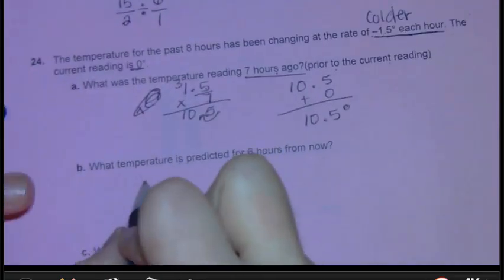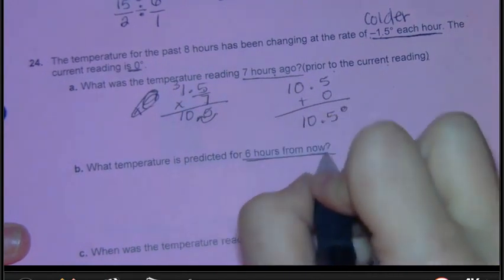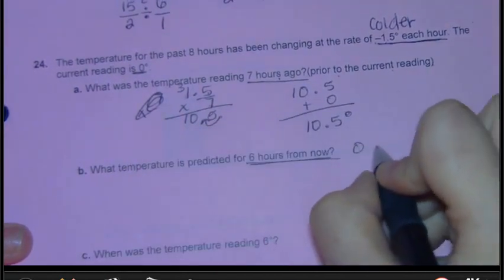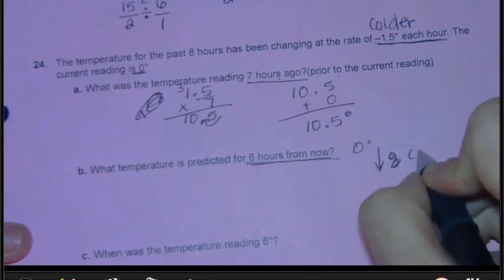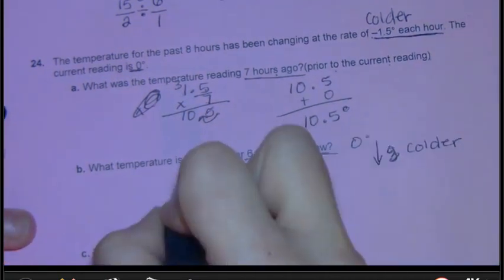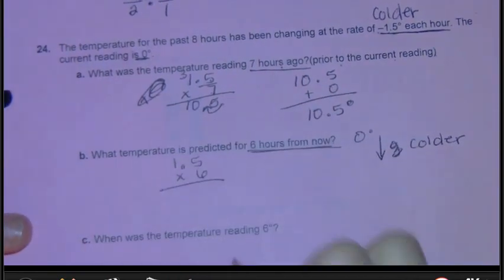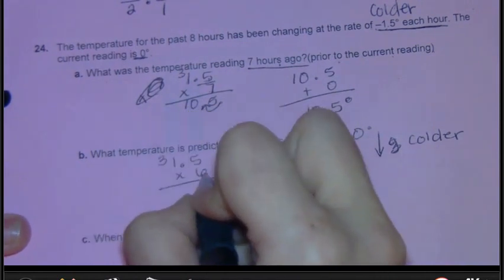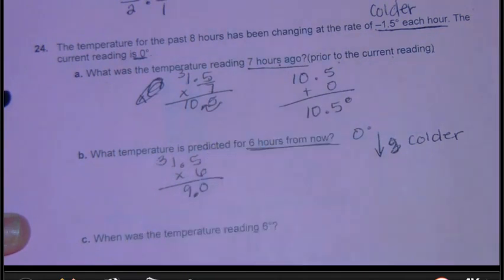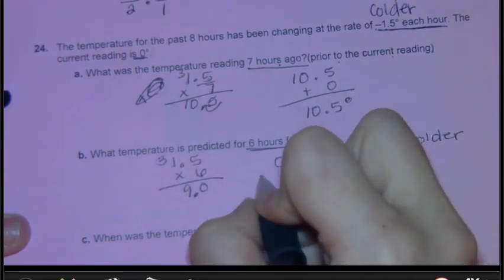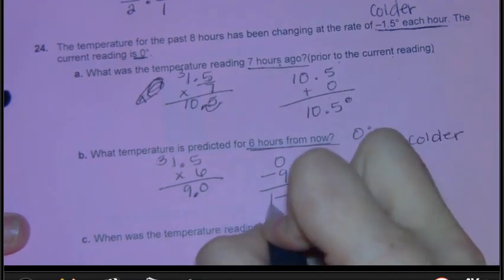So taking a look at letter B, it's saying, what is the temperature predicted 6 hours from now? So if I start at 0 degrees, I'm going down. I'm getting colder, and I'm doing it by 1.5 degrees for every hour. So 6 times 5 is 30. 6 times 1 is 6, 7, 8, 9.0. So I need to do 0 minus 9, which is negative 9 degrees.